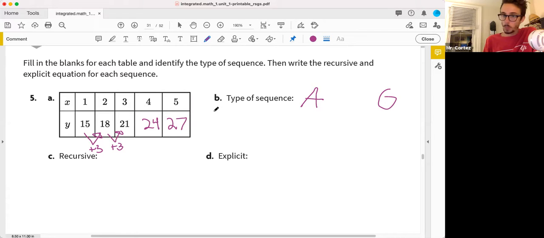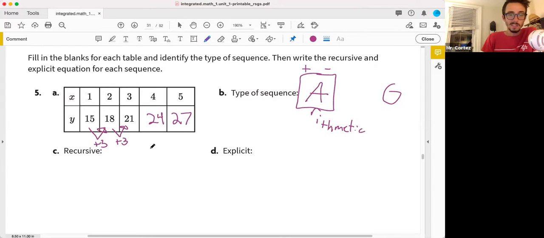Rest in peace, Kurt Cobain. This kept adding over and over. So A, why did I write A? Because that deals with arithmetic sequences where it's either adding or subtracting every time it moves forward. Maybe we'll see one for G in a second.